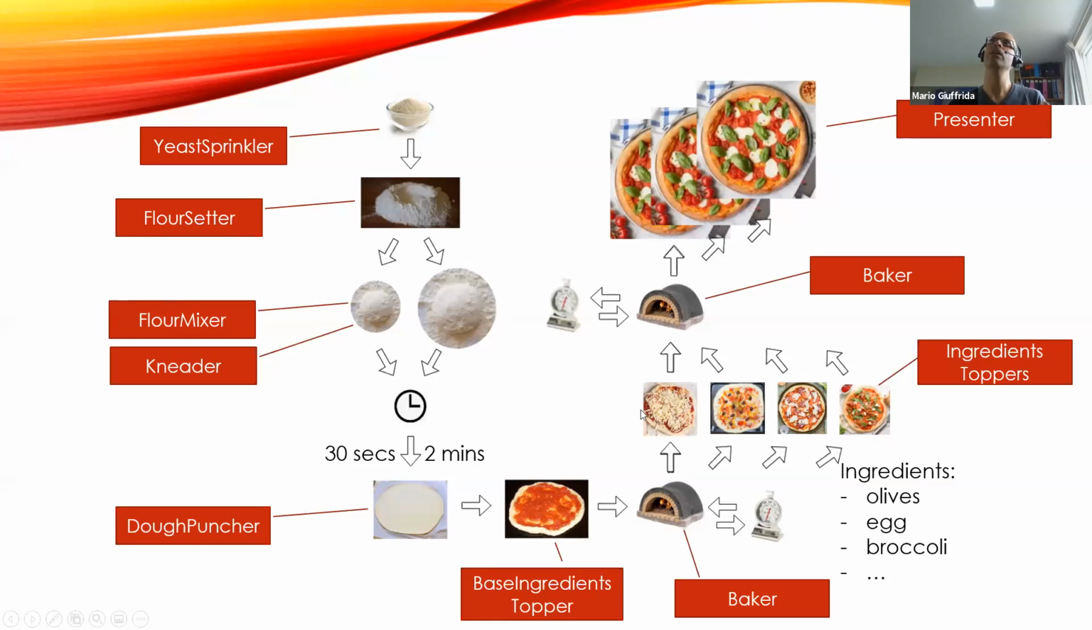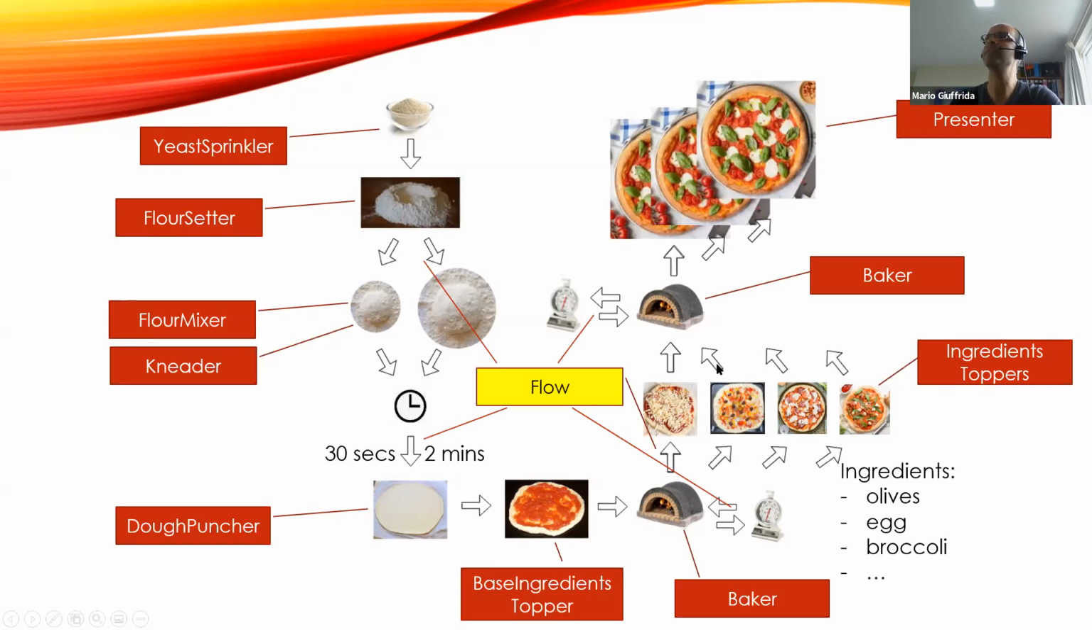And so in this pizza making machine, the flow is defined. We know that after the yeast sprinkler comes the flour setter, and then the flour mixer, and then the kneader, and then the dough puncher. So actually, this is part of the flow. Between those functions there are those arrows, or in our example the conveyor belt, that define the flow and define what happens next after one function finishes.